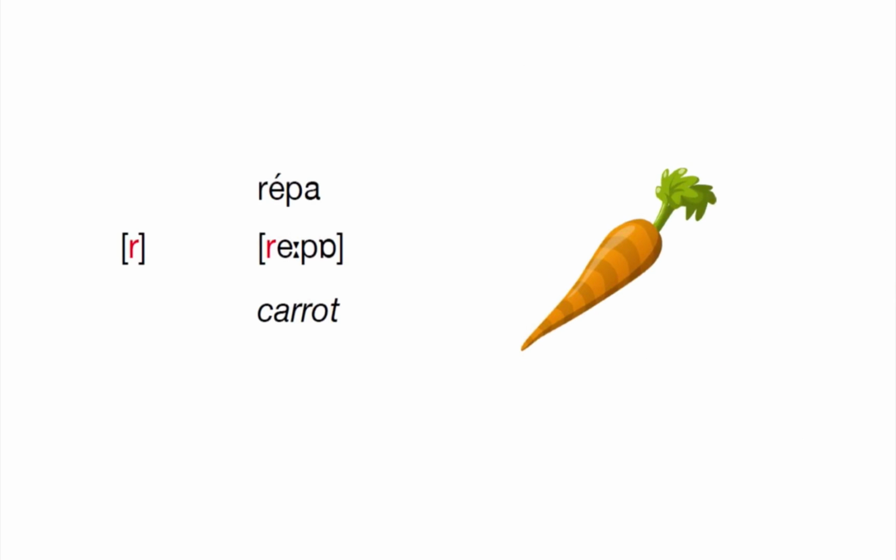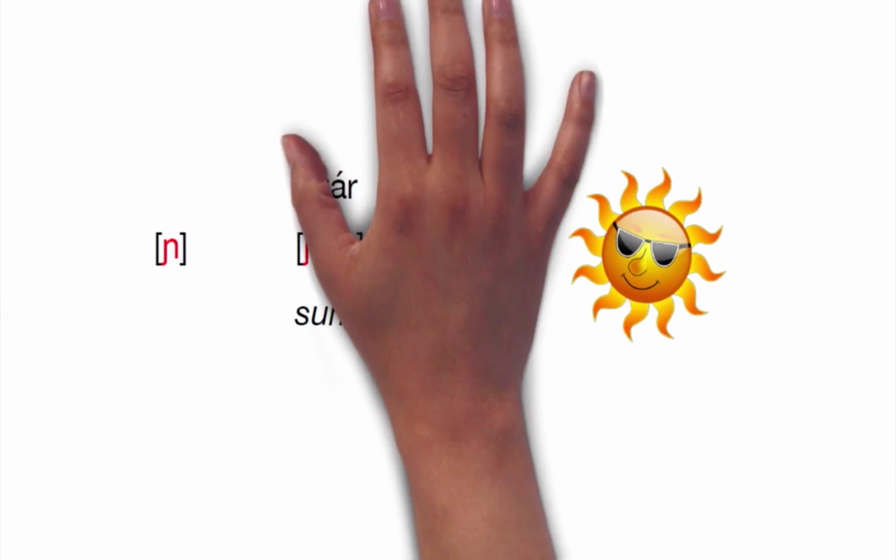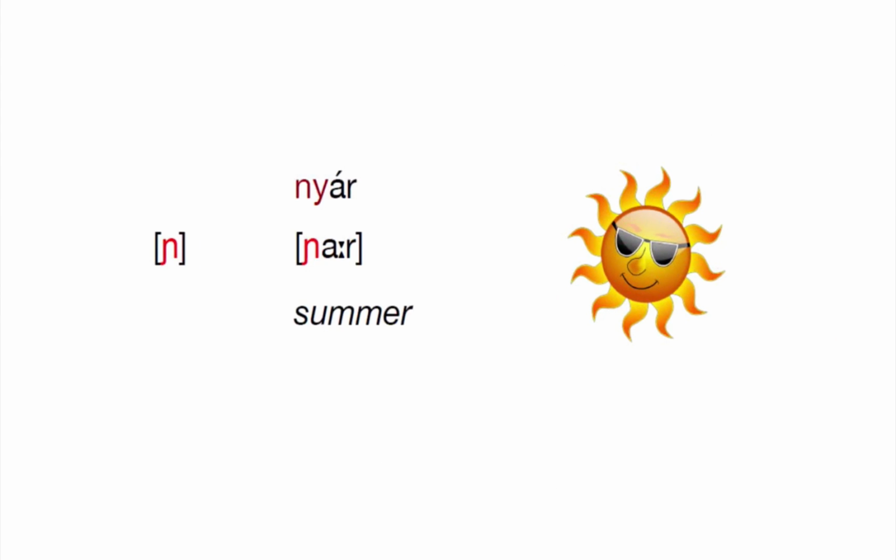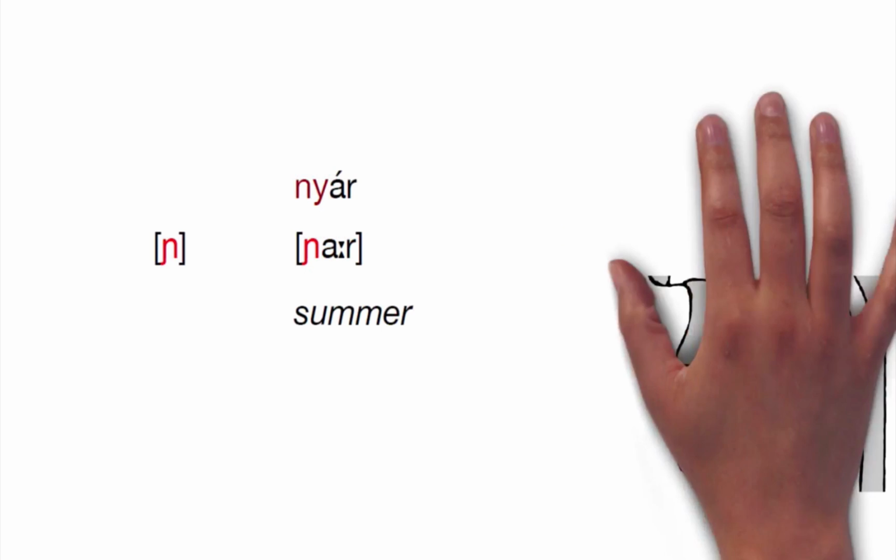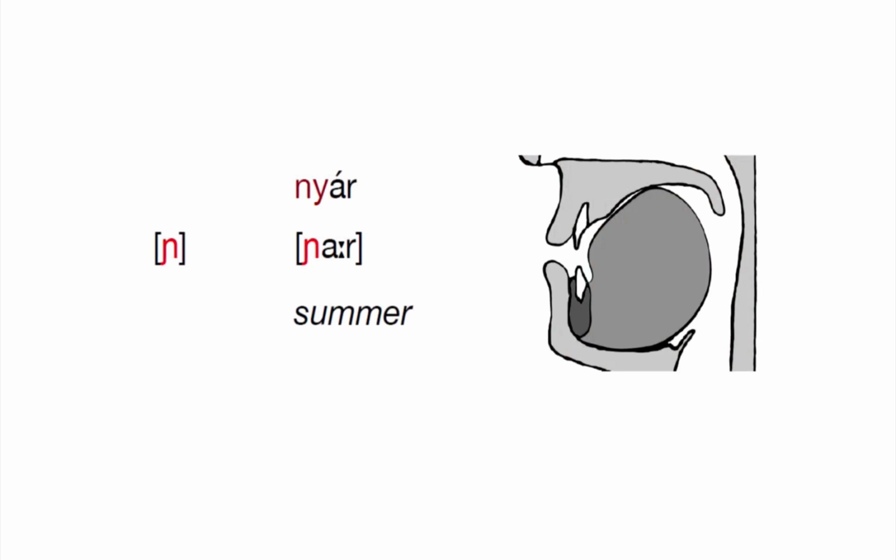There was Hungarian's rolled R. r as in repa. This was an R made in the same spot in your mouth as a D sound. Then came ny as in nyár. This was an N made with the middle of your tongue against the roof of your mouth. We then covered 3 more consonants in that same spot.